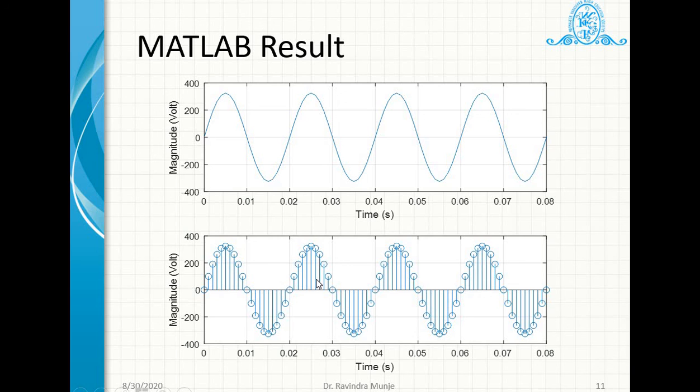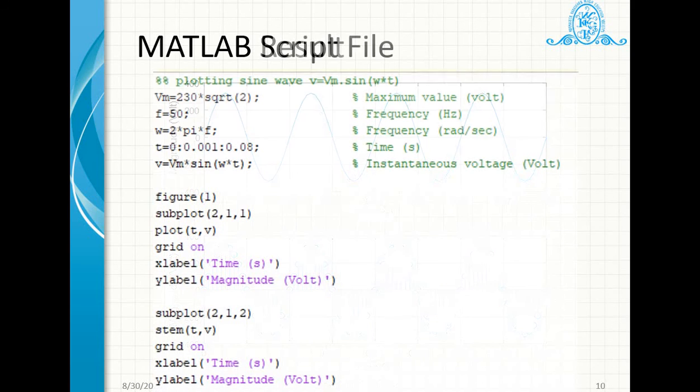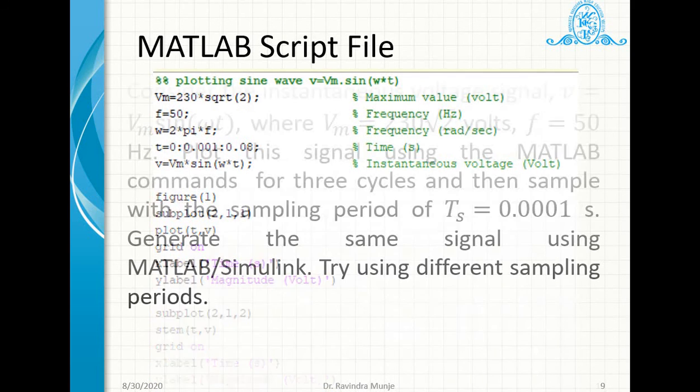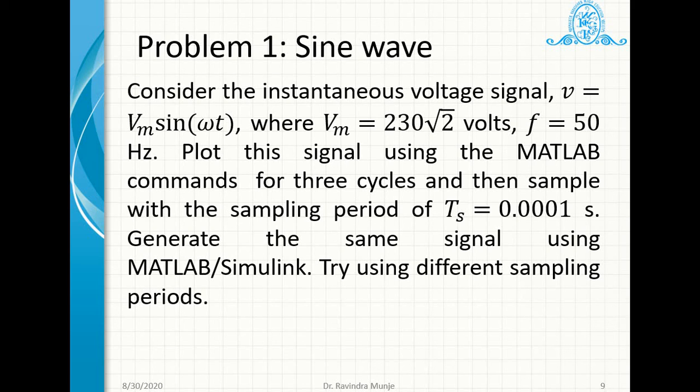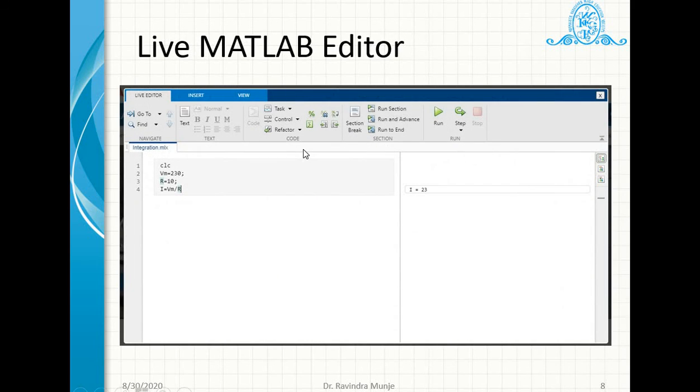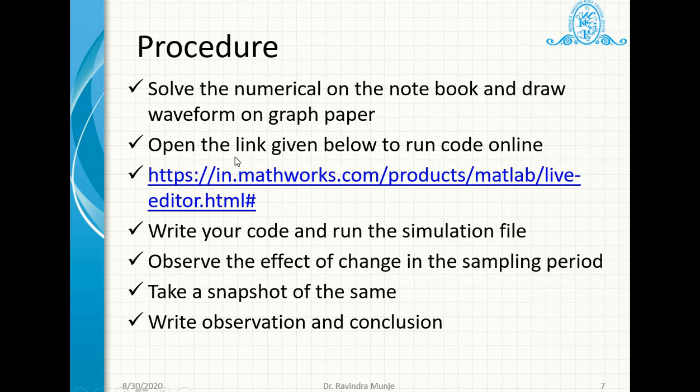So if we want to complete this experiment, how can we do that? Just I will show you. If we see the procedure, we need to refer to this: open the link given below and run the online course.